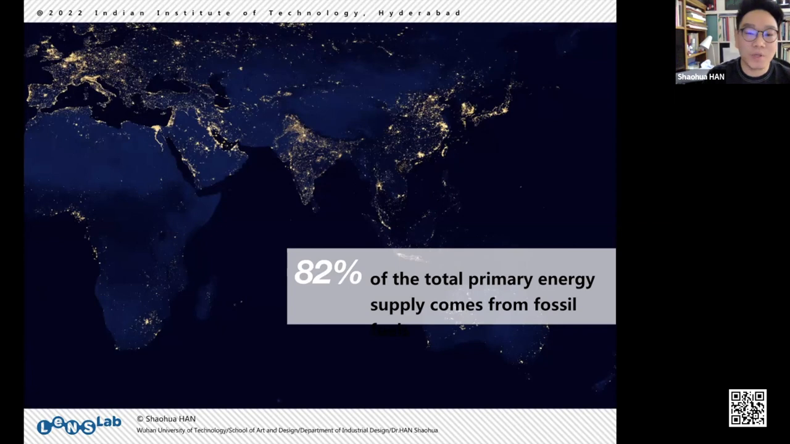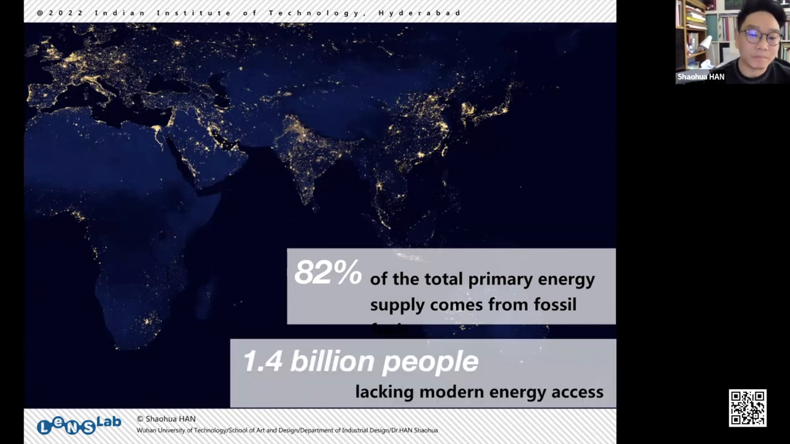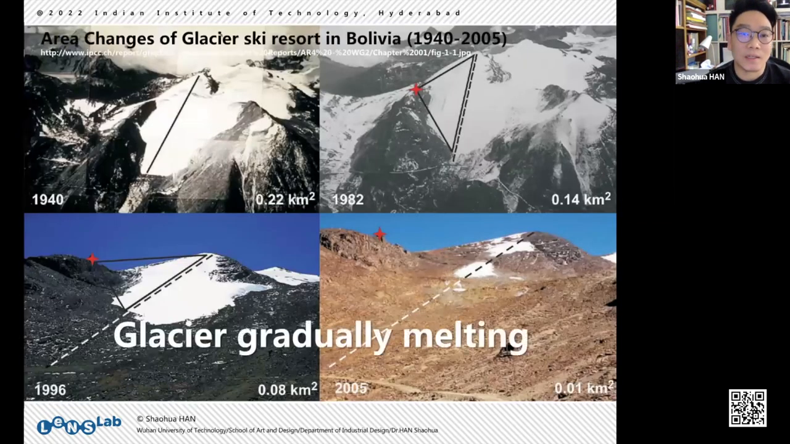And then there is another picture that shows the glacier gradually melting. This is the aerial change of the glacier in Bolivia from 1940 to 2005. You can see the change from 0.22 kilometers to almost nothing. It's really a pity.